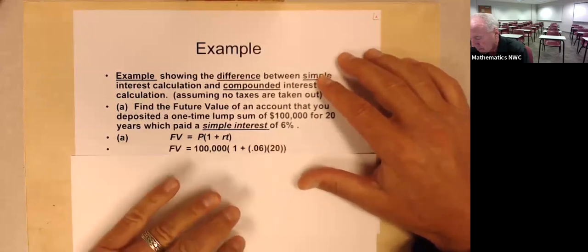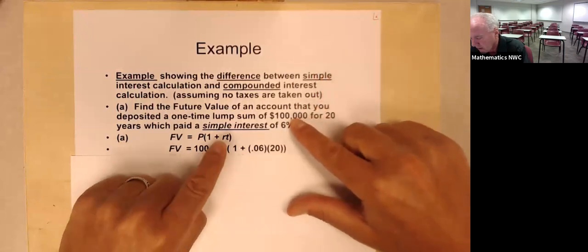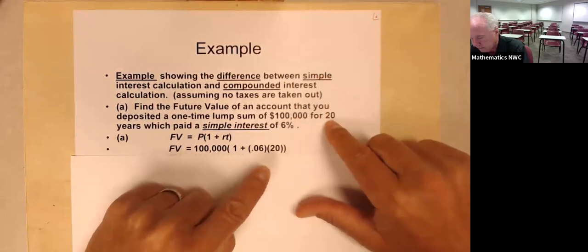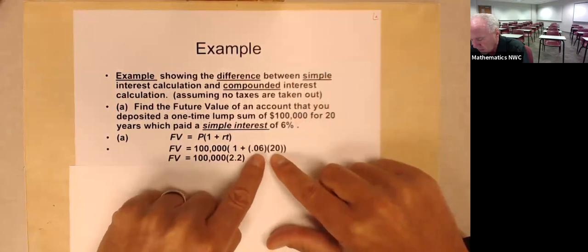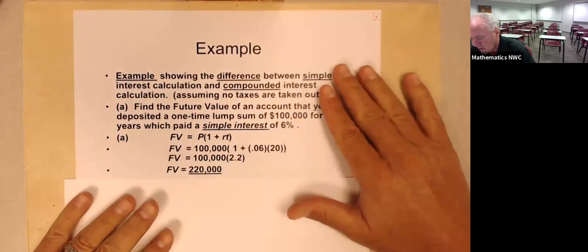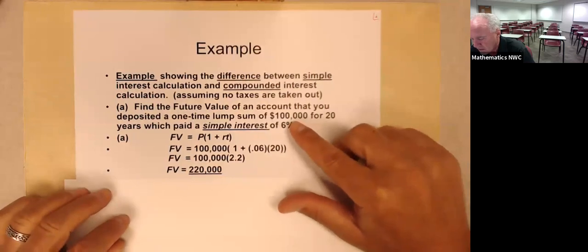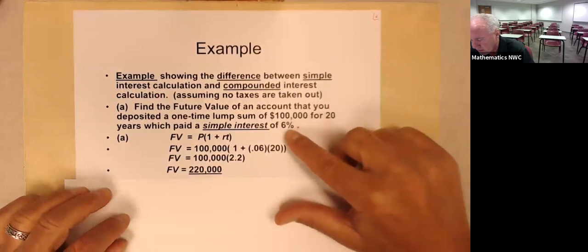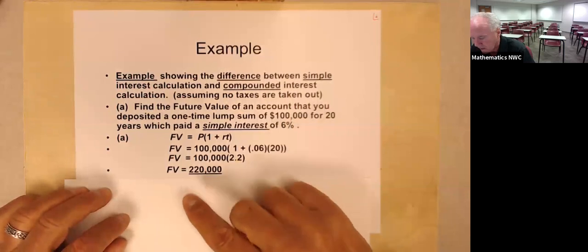So plugging that in, my principal was $100,000. My interest rate is 6%, and it was for 20 years. We multiplied these two and we added it to 1, which gave us 2.2. Take 2.2 times 100,000 and we would get 220,000. What that means is if I had put 100,000 into some account for 20 years at 6% simple interest, after 20 years, it would be worth 220,000.